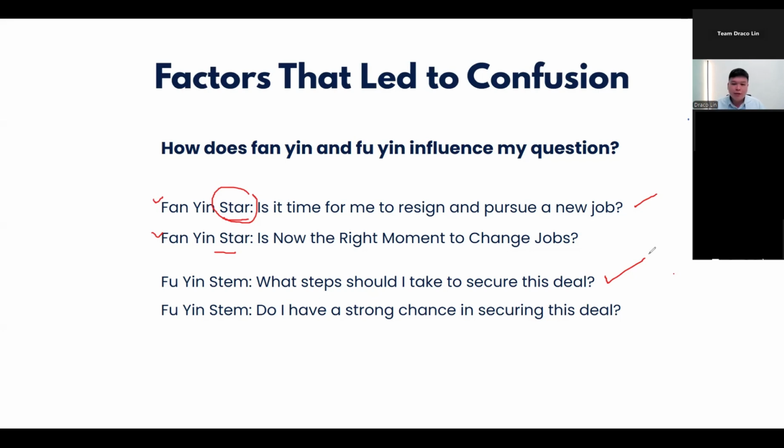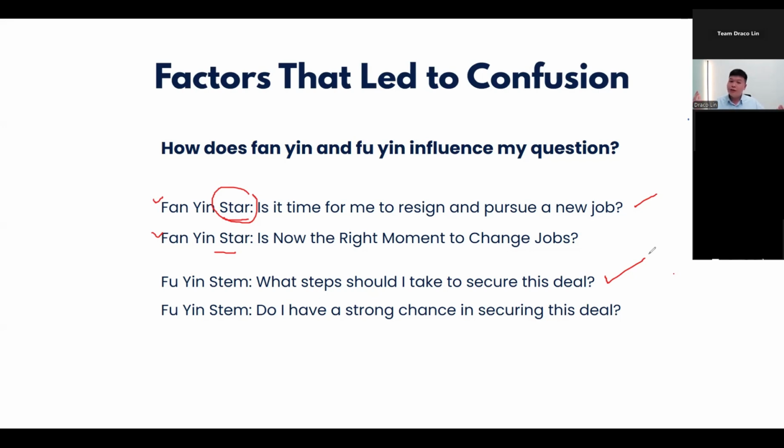I like it, because right now we don't have the chart, right? So we can only have a hypothesis and a simulation. Okay, so the next one here is: do I have a strong chance in securing this deal? Do I have a strong chance? I look at my stems. Do you think I have it?